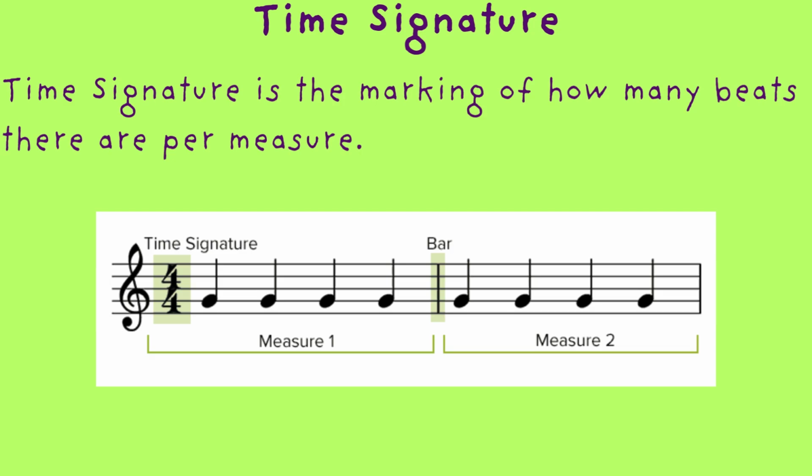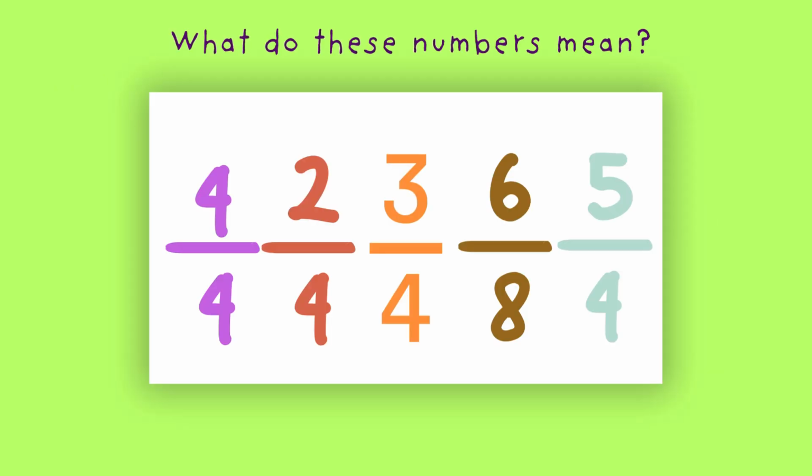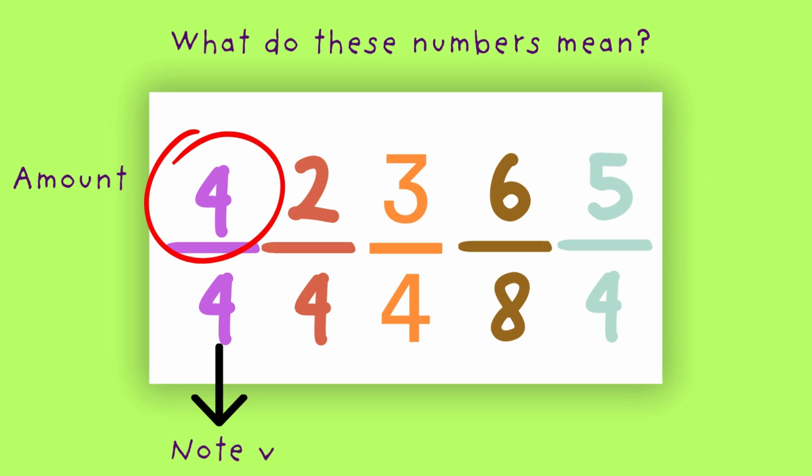There's no exact amount of time signatures, but the most commonly used ones are 4/4, 2/4, 3/4, 5/4, and 6/8. This is how time signature is written. The bottom number represents the note value, and the top number represents how many notes to play in a measure.